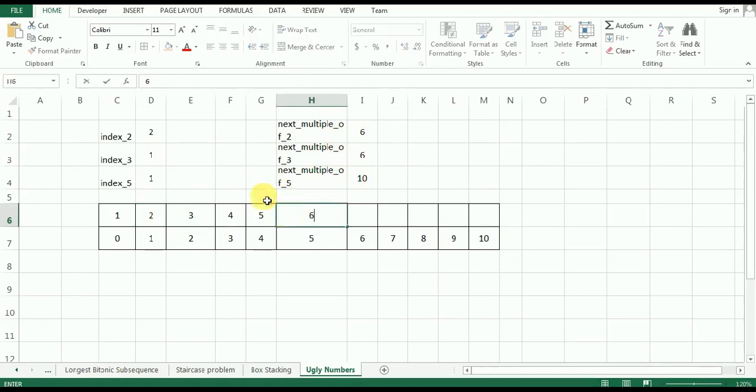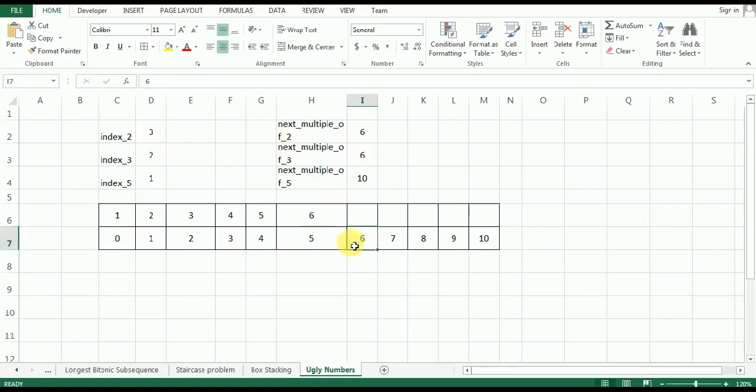Now we have joint winners over here. That means 6 has been taken from the series of prime number 2, and 6 has also been taken from the series of prime number 3. Alright, hence we are going to increment both the indexes by 1. So this will become 3 and this will become 2. Okay, we are going very fine right now.